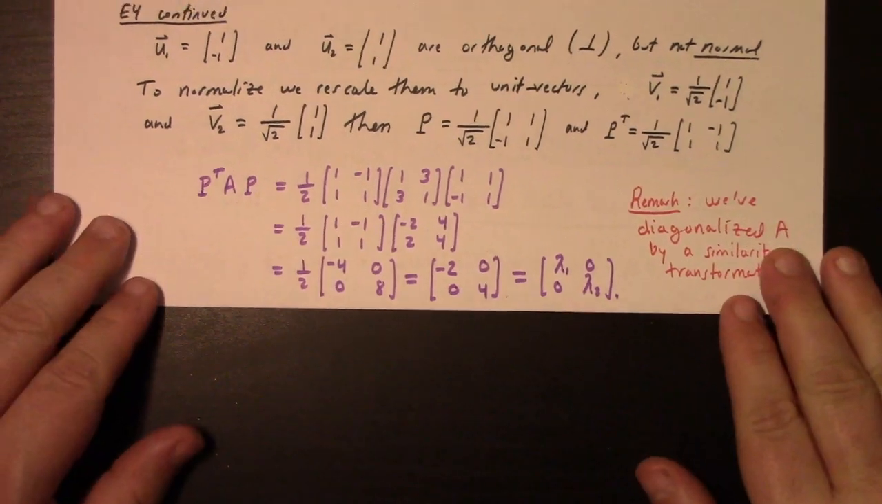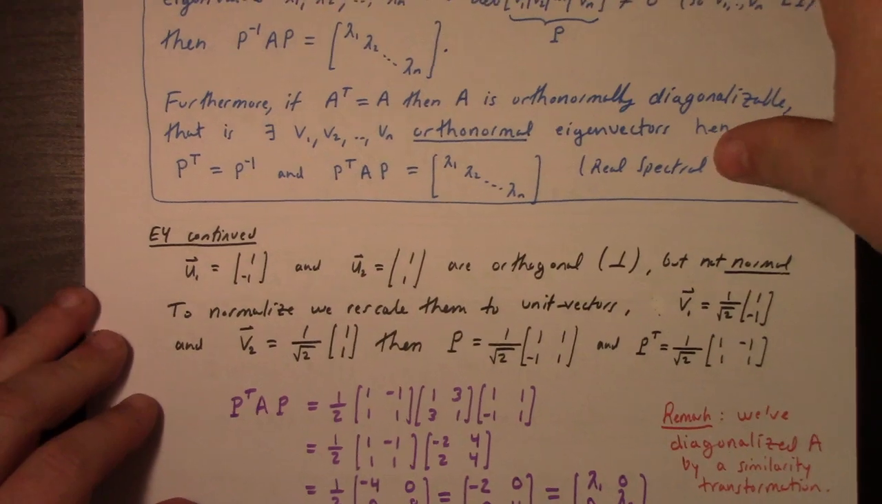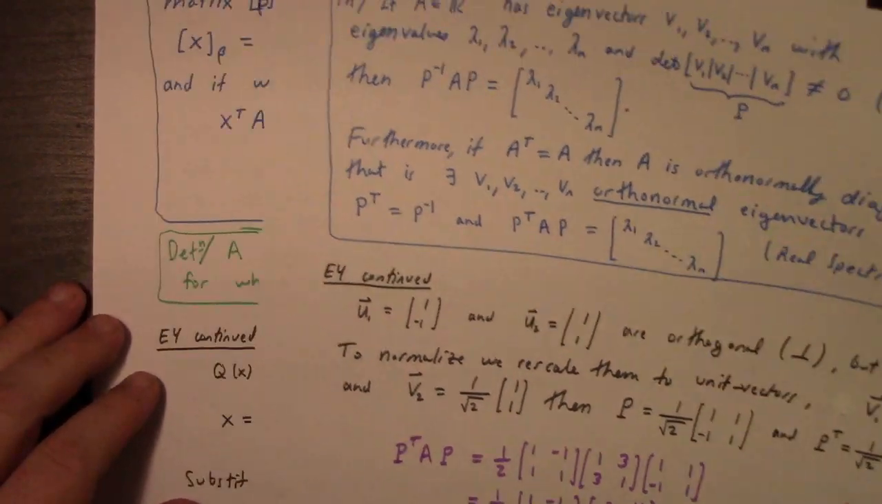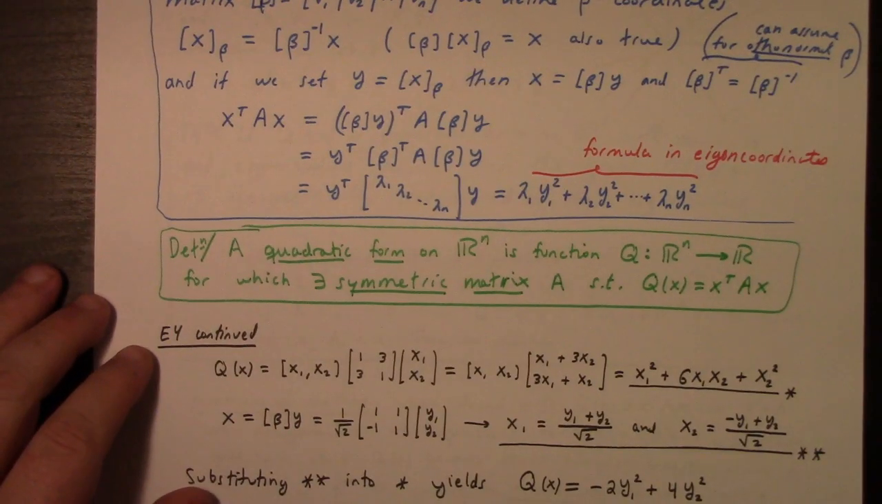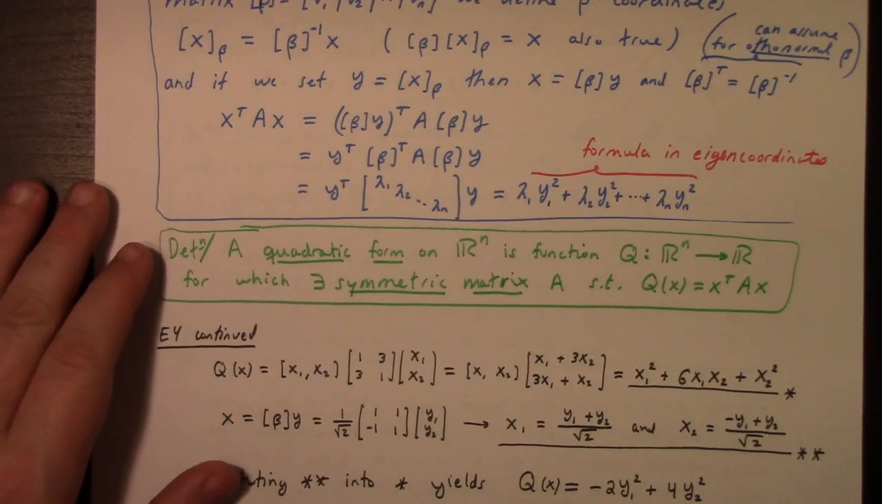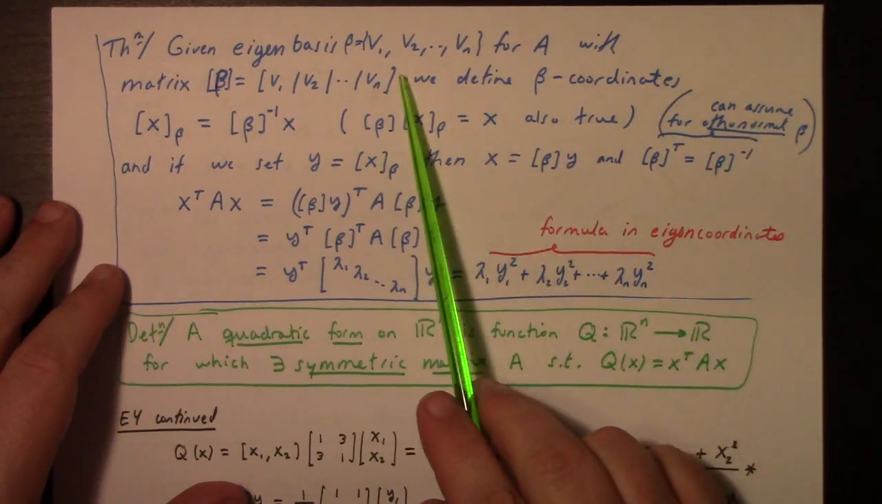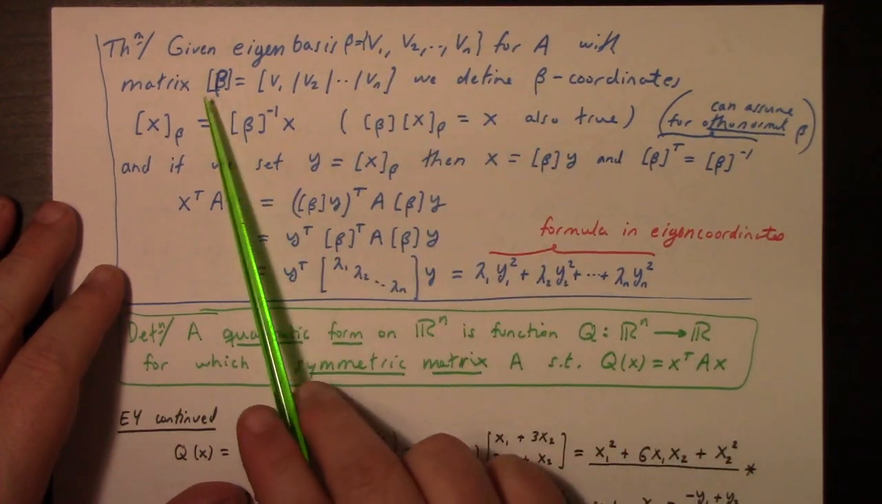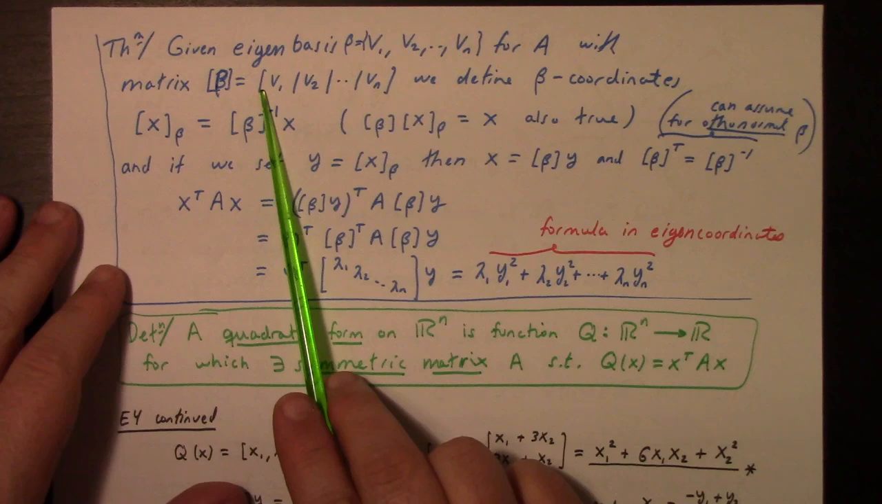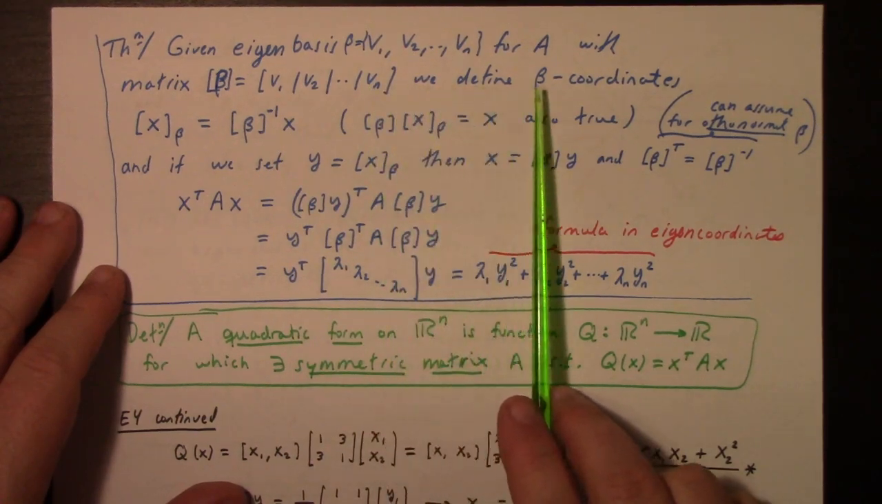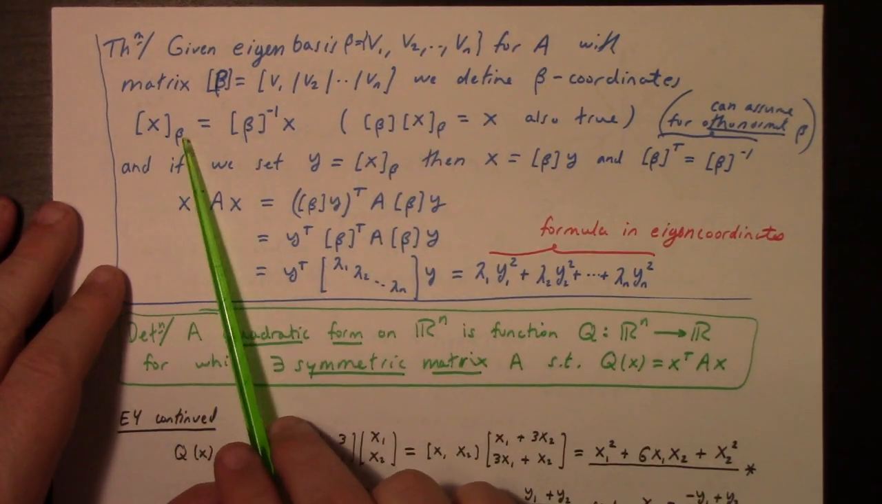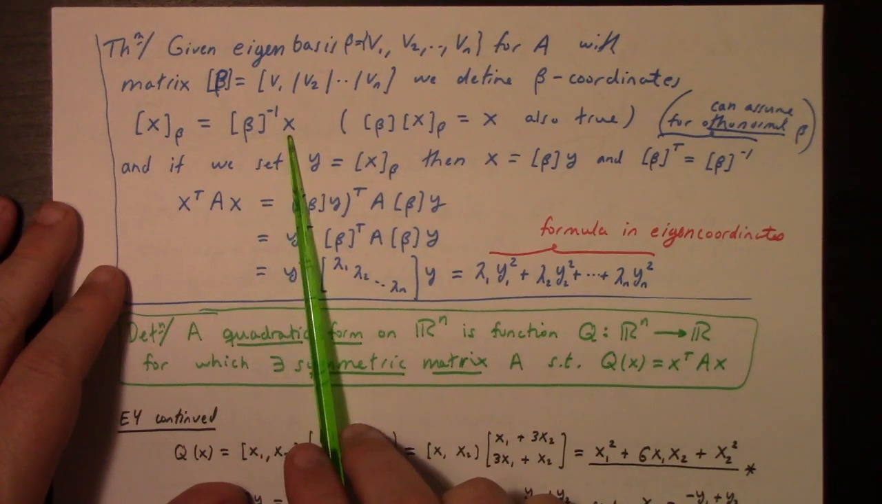Now, you might think I'm too excited about this, and you're probably right. But let's see what it does. We introduce a little bit more terminology. Given an eigenbasis, let's call it beta for A, with matrix beta, V1 through Vn concatenated. We define beta coordinates, x sub beta, as the inverse matrix of beta times x.